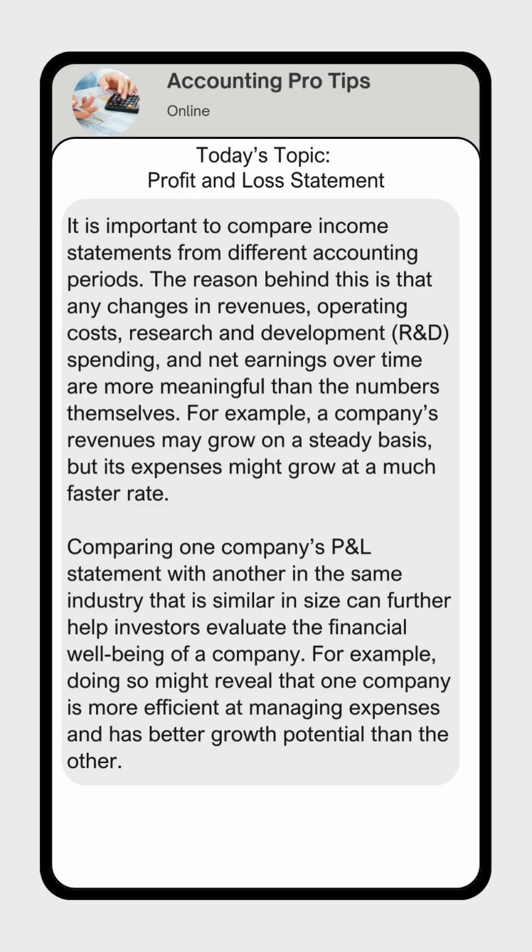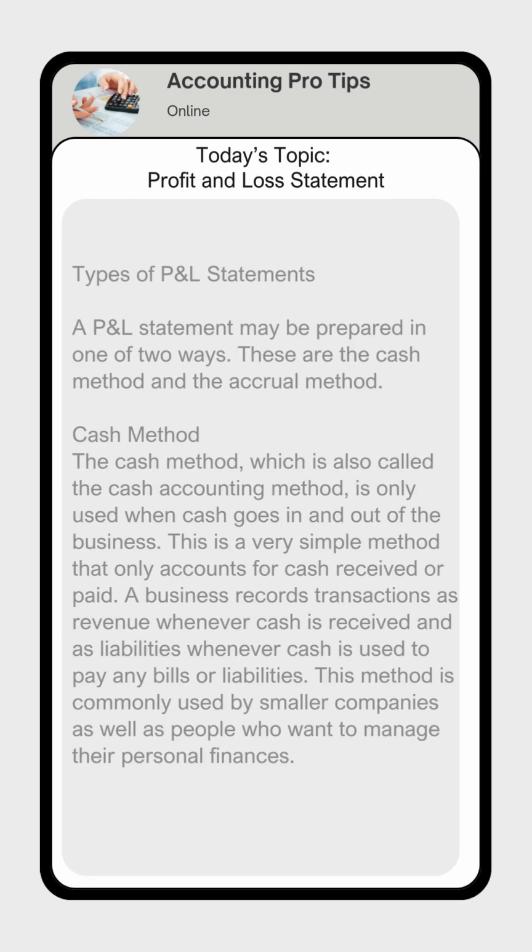For example, a company's revenues may grow on a steady basis, but its expenses might grow at a much faster rate. Comparing one company's P&L statement with another in the same industry that is similar in size can further help investors evaluate the financial well-being of a company. For example, doing so might reveal that one company is more efficient at managing expenses and has better growth potential than the other. Types of profit and loss statement.